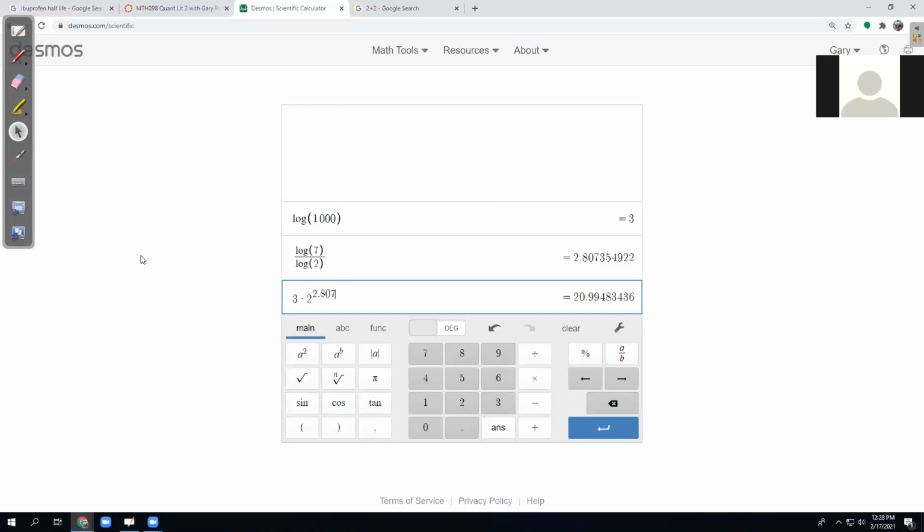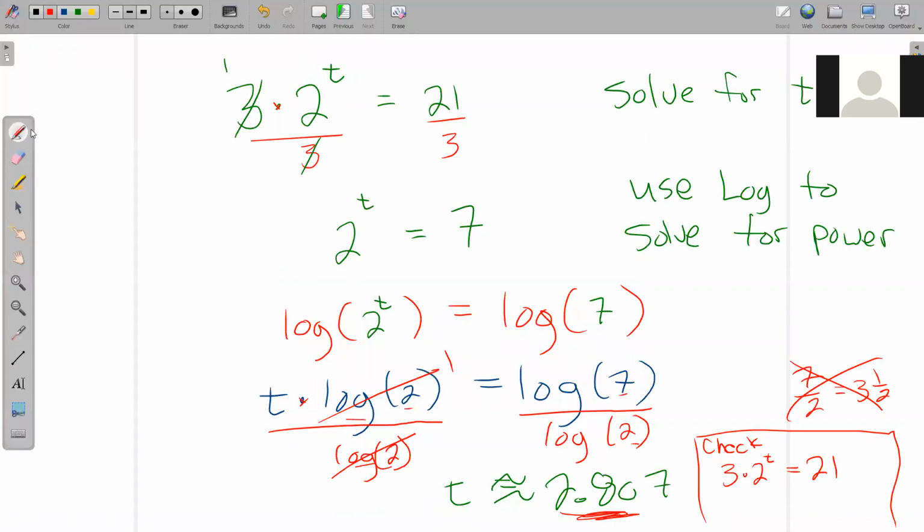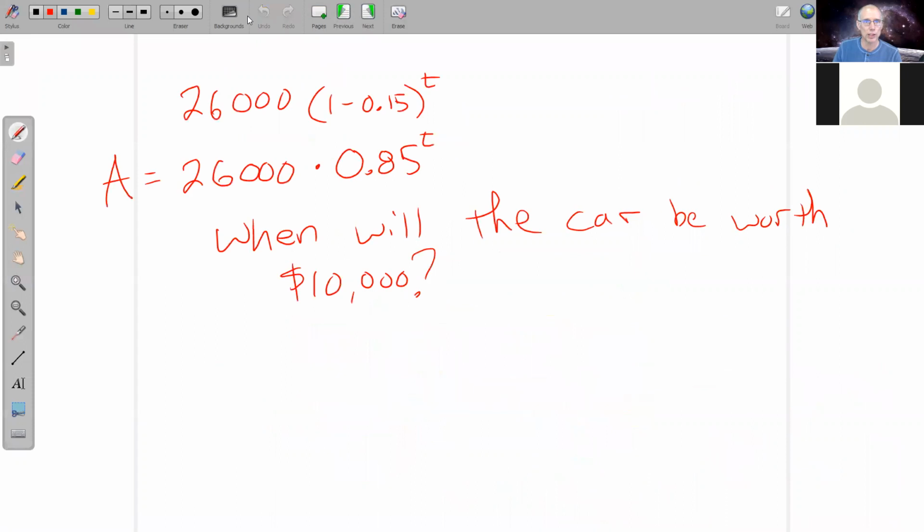All right, questions on those beginning examples right there? Okay, so I'm going to go back and I'm going to try and do this harder one back here. So I'm going to try to do that car depreciation problem where we're going to find the time. So this was the car depreciation from the last section.